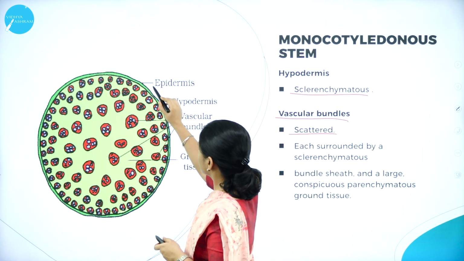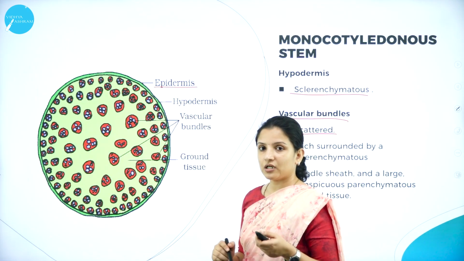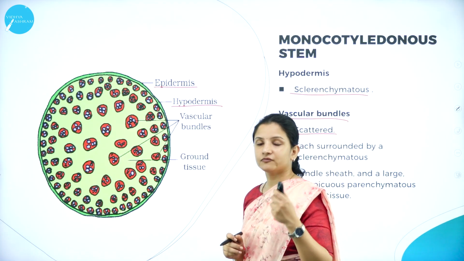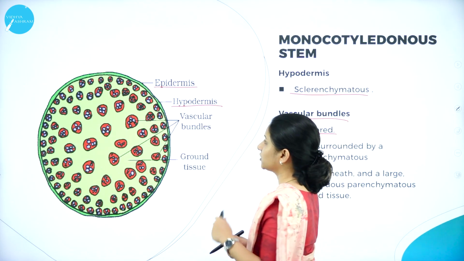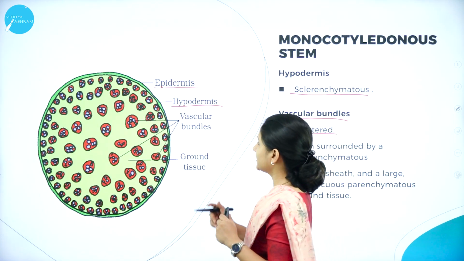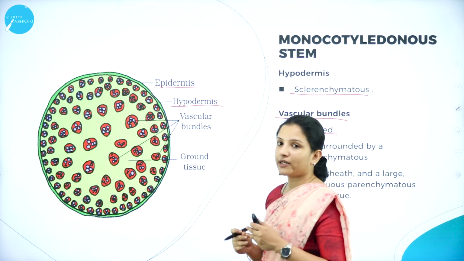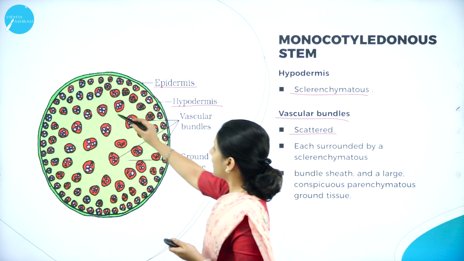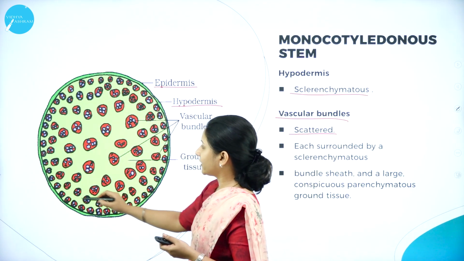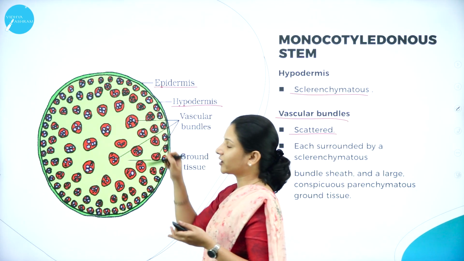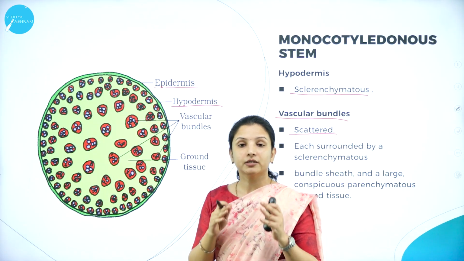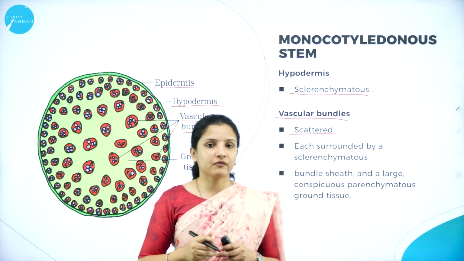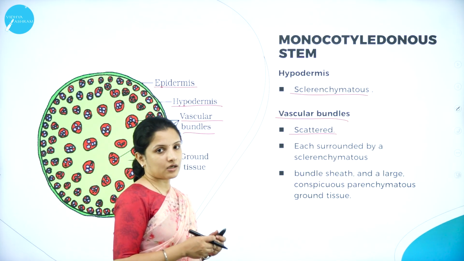As you can see here, it also has the epidermis. Below the epidermis is present the hypodermis. The epidermis also, remember, has hairs, which are nothing but the trichomes, and the hypodermis is made up of sclerenchyma cells. Next to the hypodermis come the vascular bundles, wherein the vascular bundles are scattered. They do not have a neat round circular arrangement, but they are scattered here and there in random places inside the monocot stem. So the vascular bundles, and in between the vascular bundles is present the ground tissue.